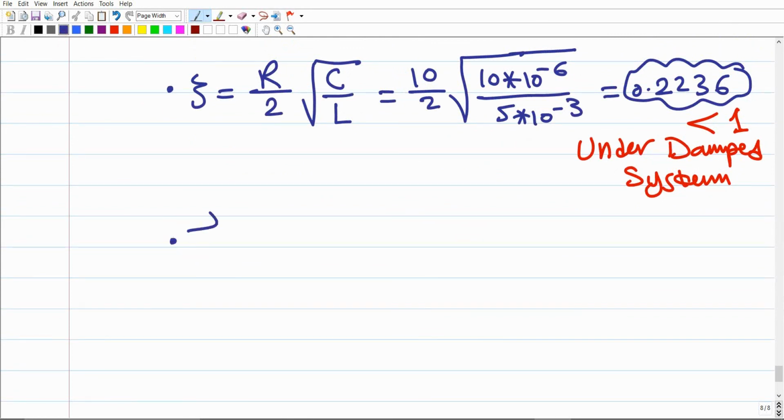The last term that we have to calculate is the forcing term. The forcing term should be 1 over L times the time derivative of Vs of t, dVs by dt.